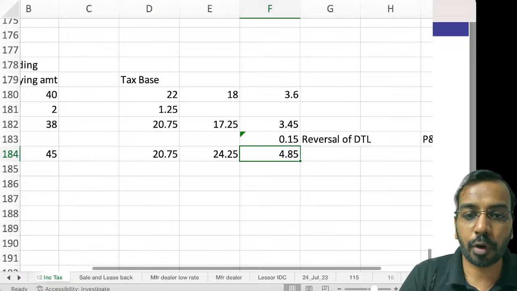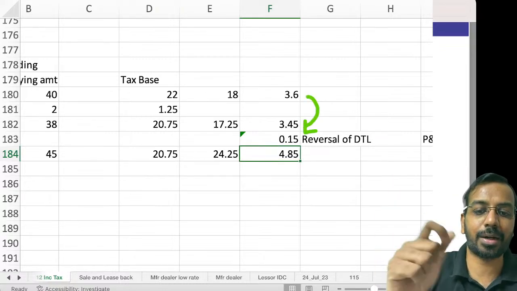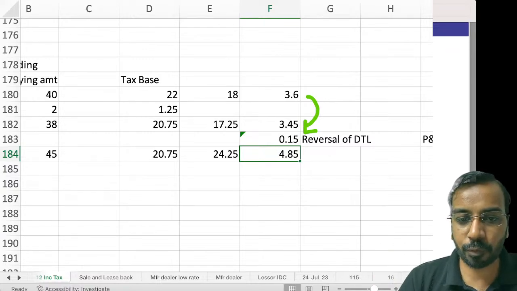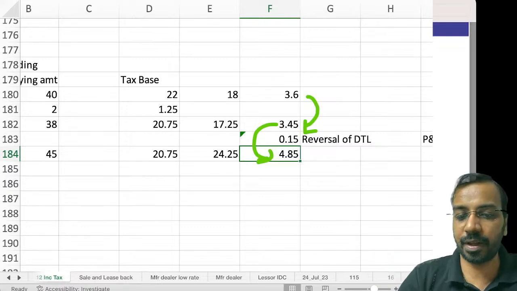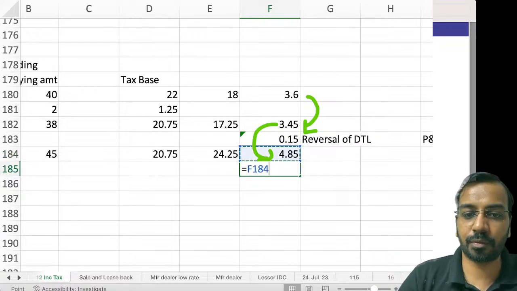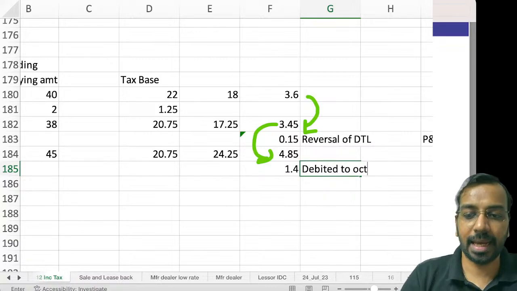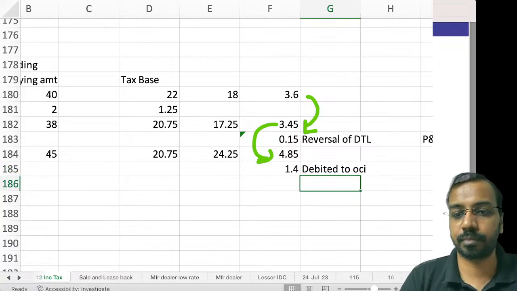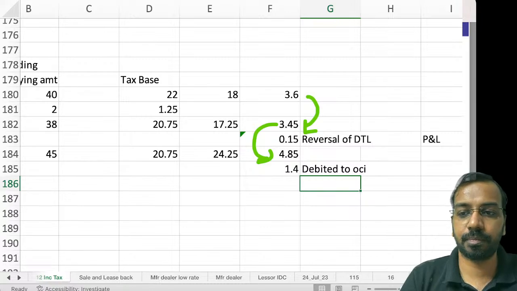Now from 3.6 to 3.45, the change has an impact on the P&L. From 3.45 to 4.85, that is because of revaluation gain. The difference, 4.85 minus 3.45, will be credited to OCI, or debited to OCI actually, because it's a liability. Will be debited to OCI. Any questions here?